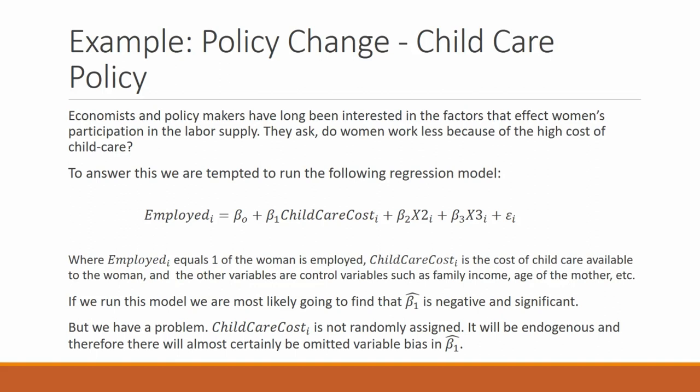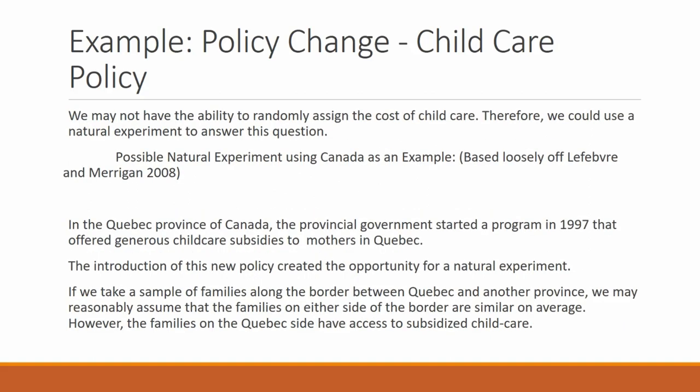Now, of course, the best way would be to use a randomized experiment to randomly assign some parents to get a childcare voucher and some parents not to. And that's actually a feasible randomized experiment. However, if we're not in a position to conduct such an experiment, we have to have recourse to some other method. One possible alternative method is to use a natural experiment.